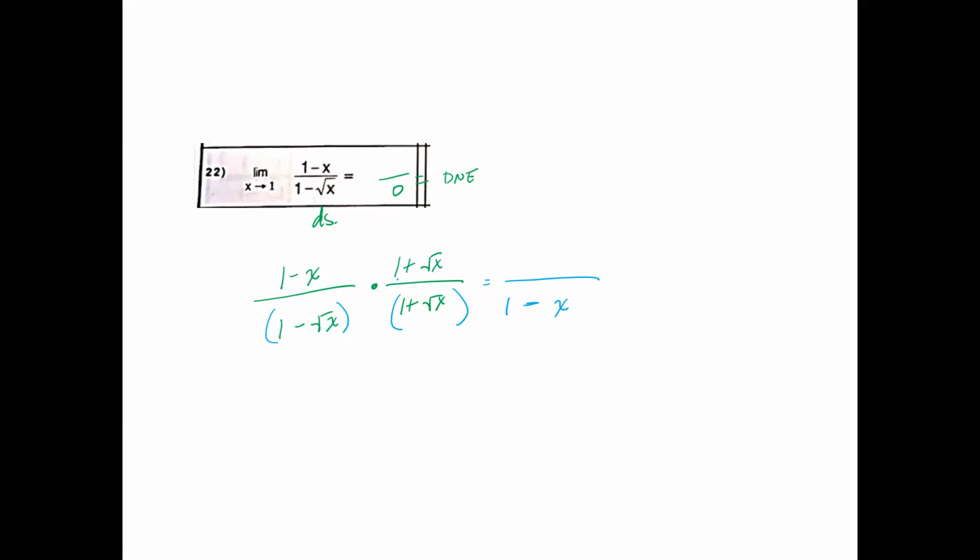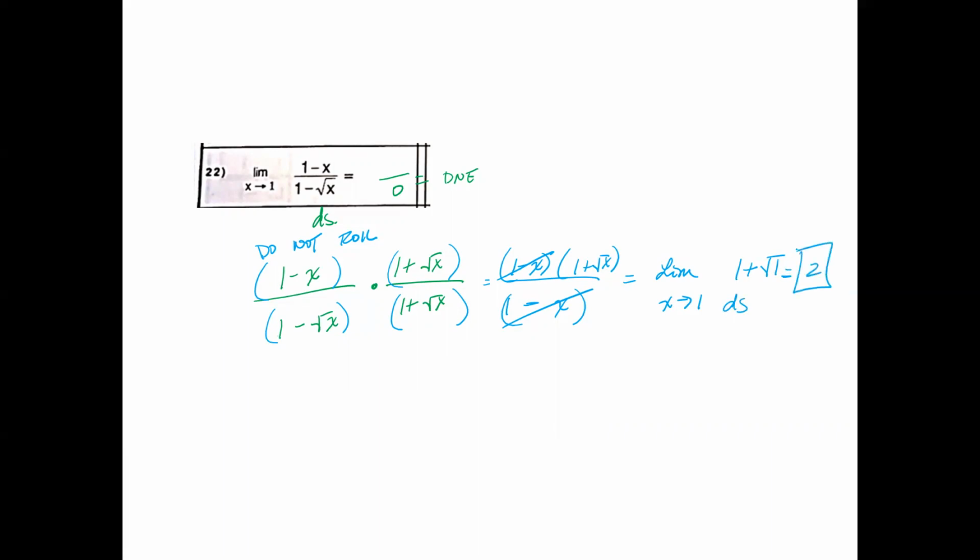And guess what? You actually did not have to FOIL the top, the numerator, because you can cancel the 1 minus x directly with the numerator. So that part cancels, and you're left with the limit as x approaches 1 of 1 plus the square root of x. So let's go ahead and do direct substitution. Yeah, I already did it. And so your answer here is going to be 2.